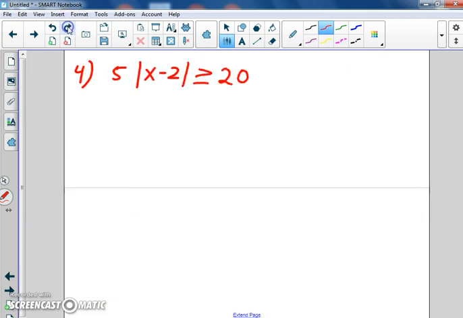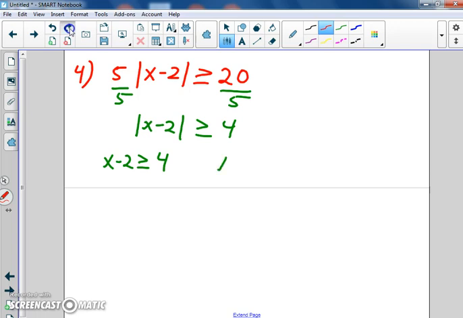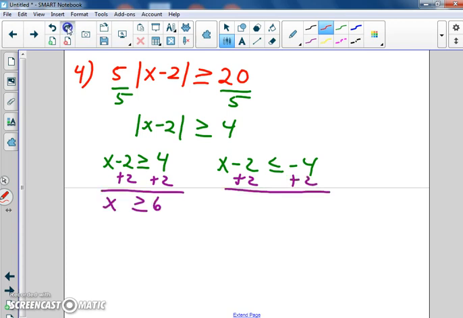Question number 4. 5 times the absolute value of x minus 2 is greater than or equal to 20. Is the absolute value by itself? No. Divide both sides by 5. Now is the absolute value by itself? Yes. Drop the bars and write it twice. One's the positive, and then the other is the negative. Remember to flip the sign in the opposite direction. Now, solve for x. Add 2 to both sides. X is greater than or equal to 6. Add 2 to both sides. X is less than or equal to -2.